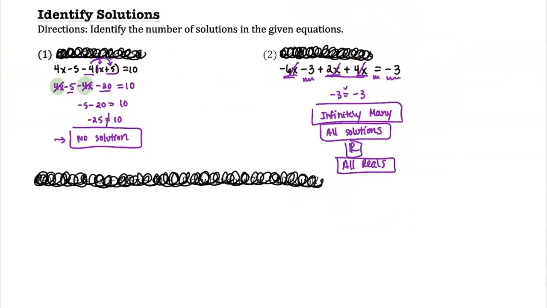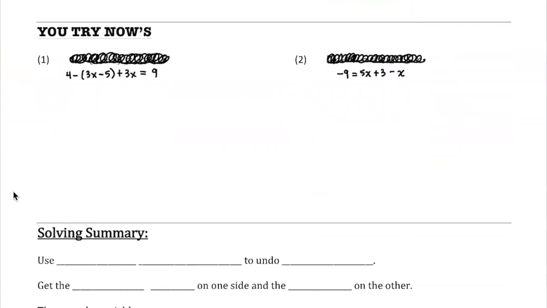Okay. So what I want you guys to do right now is pause your video, and I want you guys to try the problems at the bottom of the page. Again, take out the ones that are in your notes packet and make sure that these are written there. All right, pause your video and give these a shot.